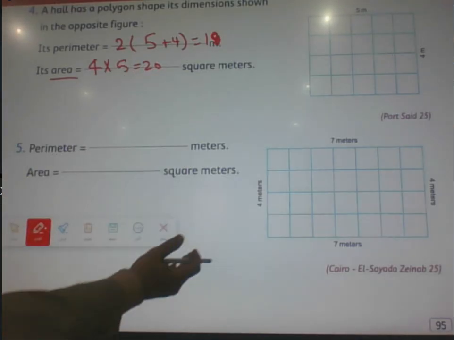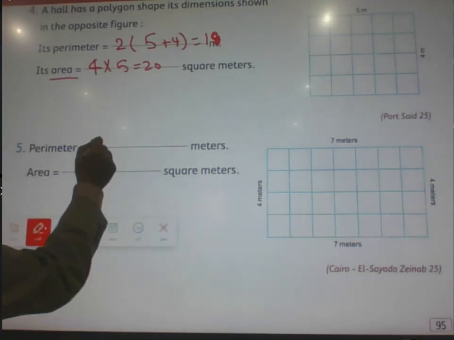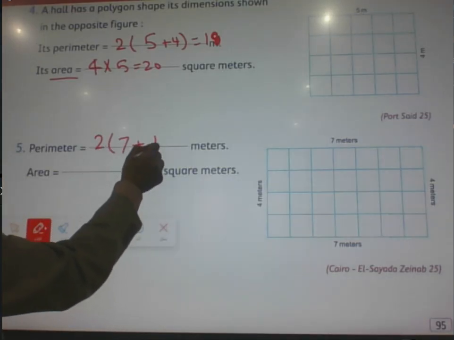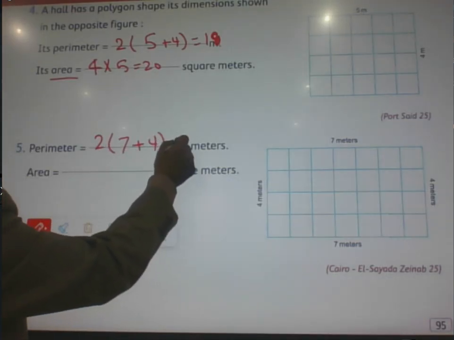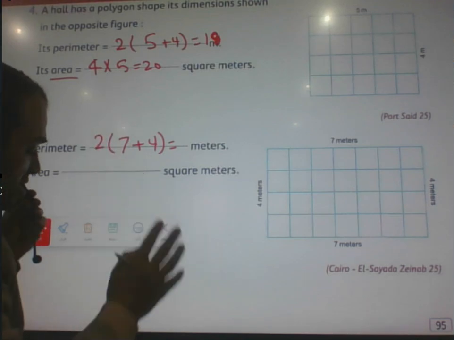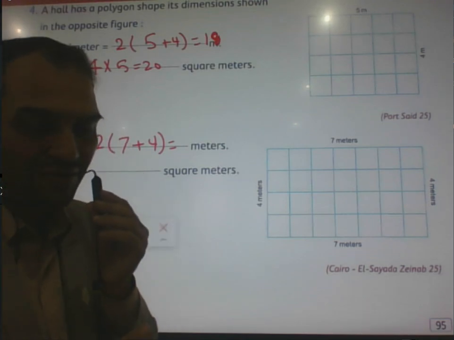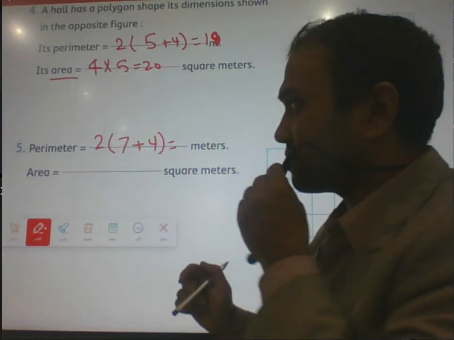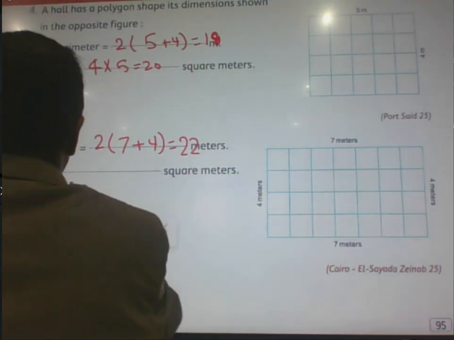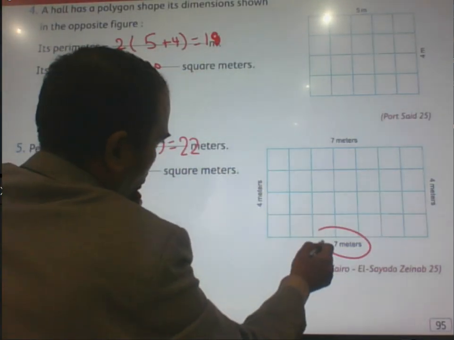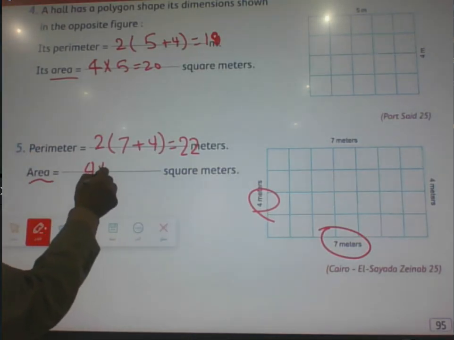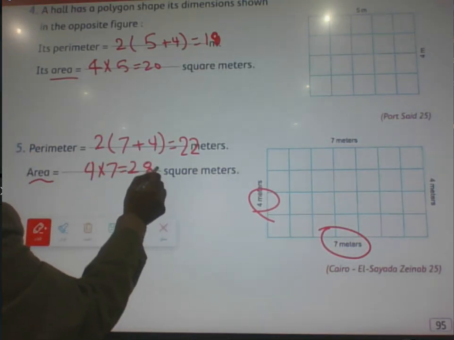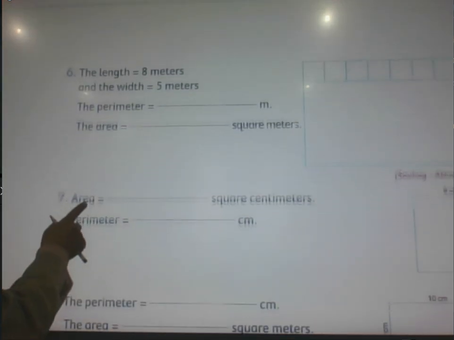And also the perimeter here, we can write 7 plus 4, times 2, twice the sum of length and width. 7 plus 4 equals 11. 11 times 2 equals 22 meters. Okay, so the perimeter here equals 22. And in this question, we have the area as the product between two dimensions, 7 and 4. 4 times 7 equals 28 square meters. Next question.